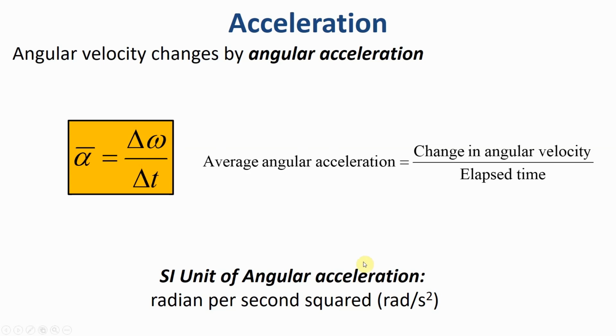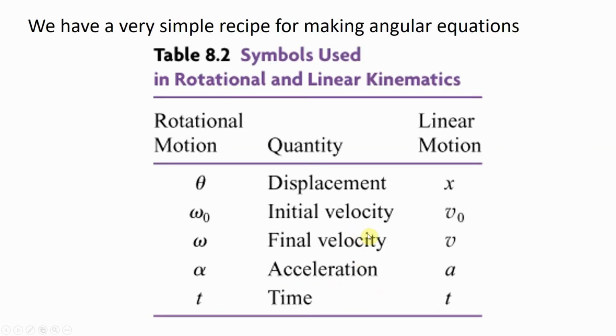So now we get this very, very simple map, like a recipe for making angular equations. This is our Rosetta Stone for going between linear and rotational things. All I have to do, and it really is this easy, I take all my x's, I replace them with thetas. I take all my v's, I replace them with omegas. I take all my a's, I replace them with alphas, and I'm done. That's it. Everything just works. And we'll talk about the rest of the quantities in part 2.